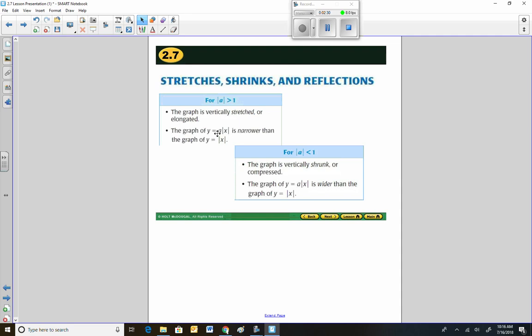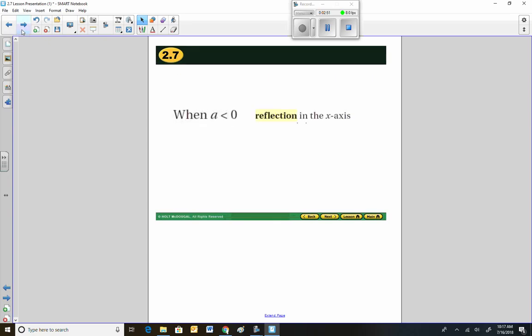All right. Now, the general rules are, in order for it to stretch, you are going to see a number out in front of the absolute value. And the number will be a whole number greater than 1. Now, if you get a fraction outside there, it will become more narrow. And if you get a negative number, it will become more narrow. Let's take a look at what that actually means.